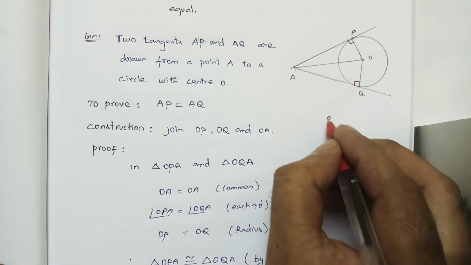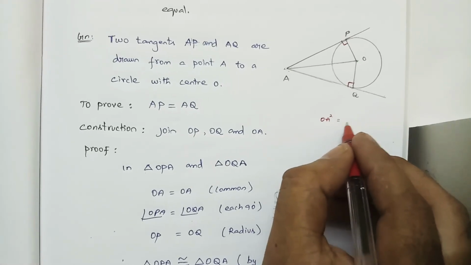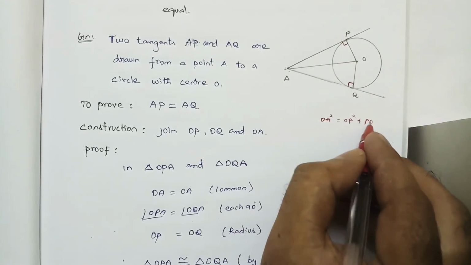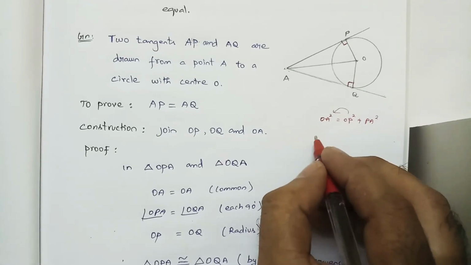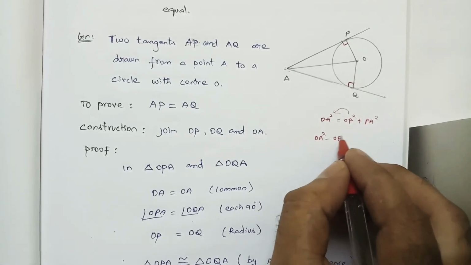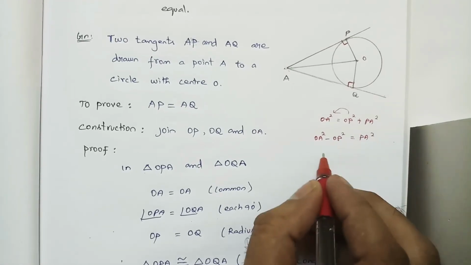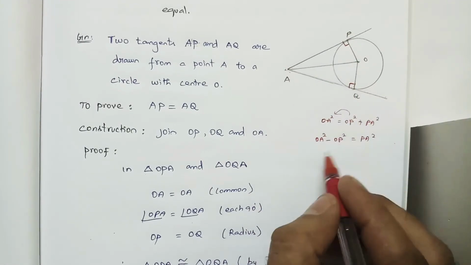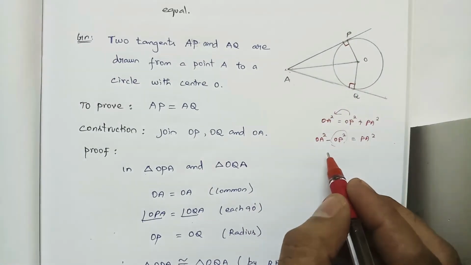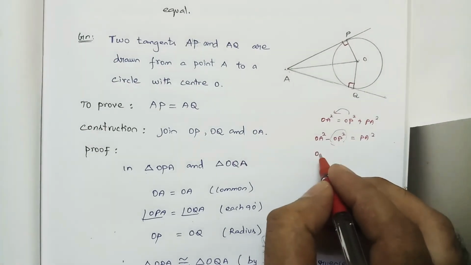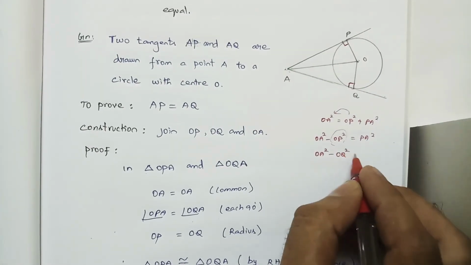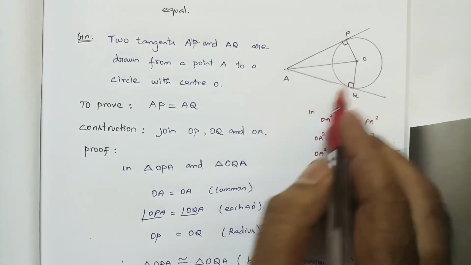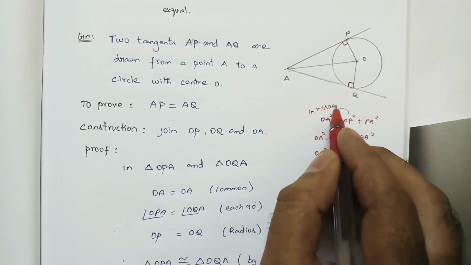In the first right angle triangle OPA, OA square is equal to OP square plus PA square. Bringing OP square to the LHS, OA square minus OP square is equal to PA square. Already we know that OP is equal to OQ, because they are radii, so instead of OP, I substitute OQ. So OA square minus OQ square is equal to PA square. This is in right triangle OAP, where I have used the Pythagoras theorem.